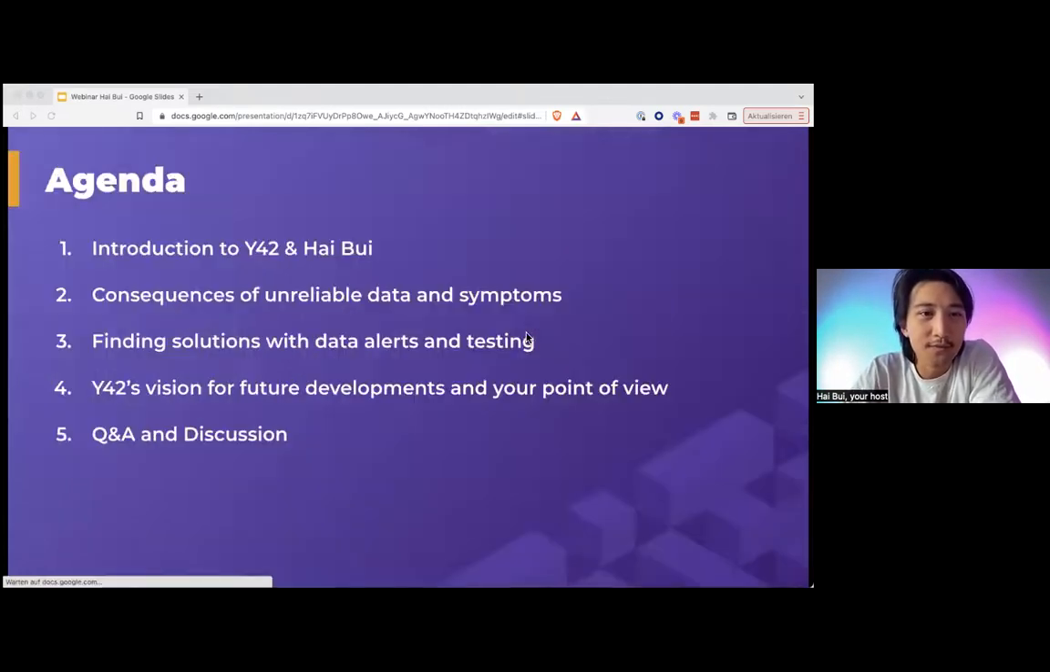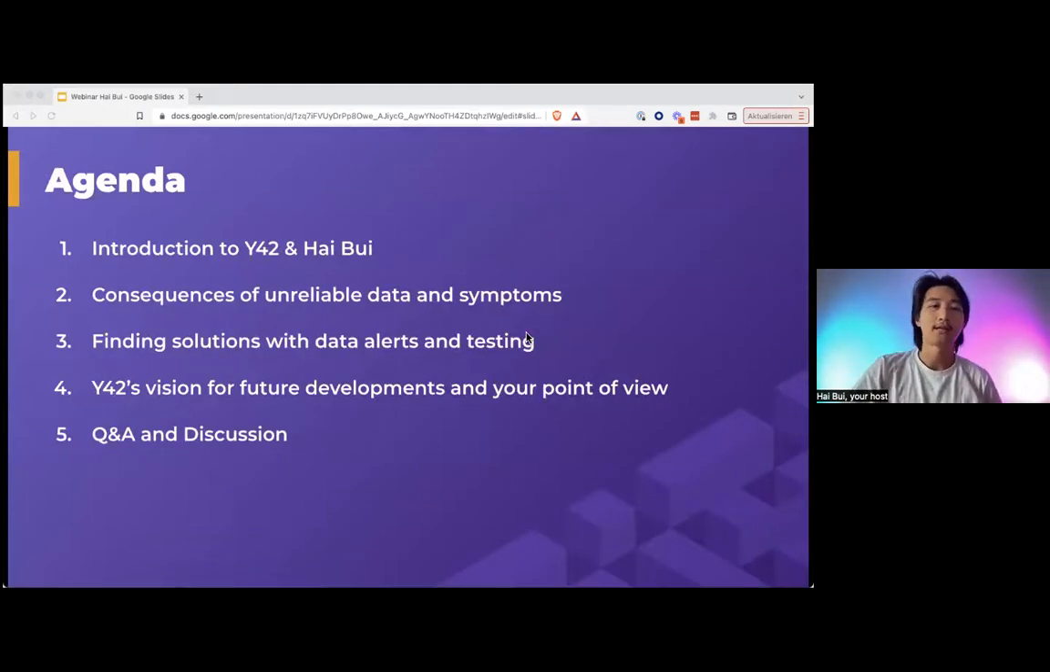Let's take a look at the agenda. First of all, we're going to take a look at the consequences of unreliable data, what are the symptoms. Then we'll take a look at which solutions are in the market, what can you do, and then how we at Y42 see the future. There are people joining by the minute, but still on the agenda side.